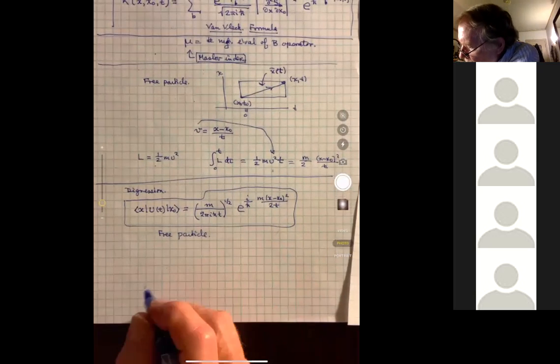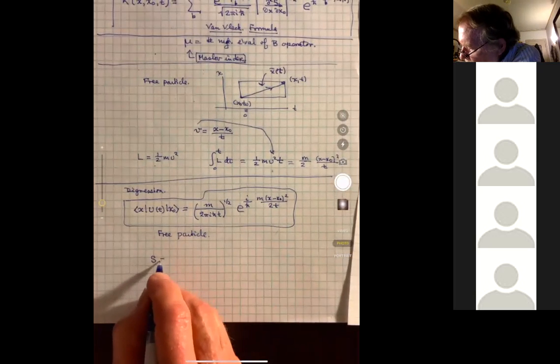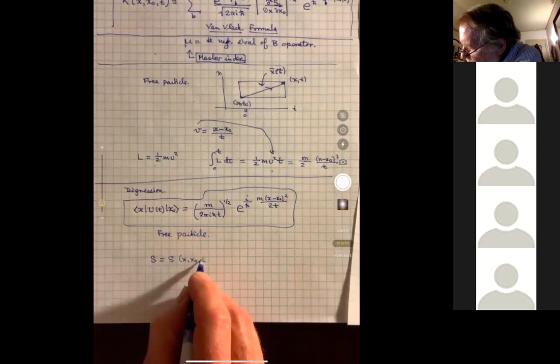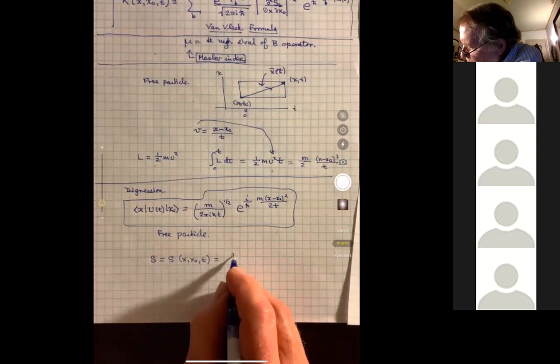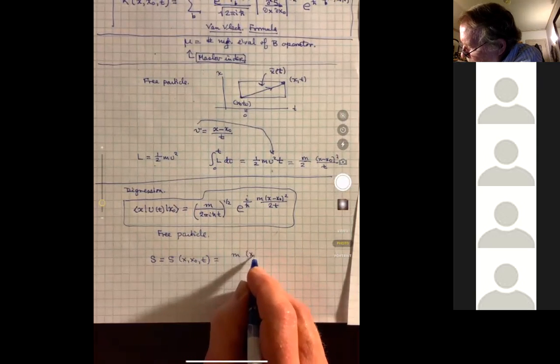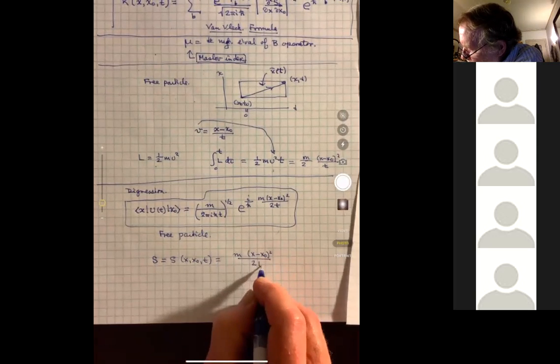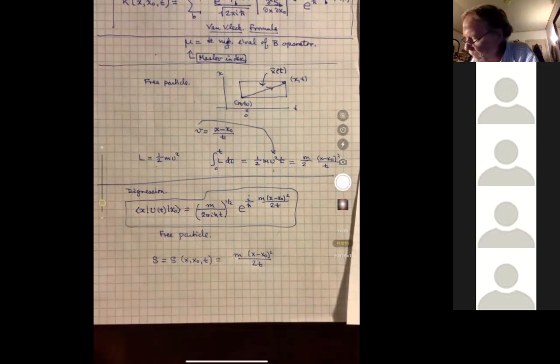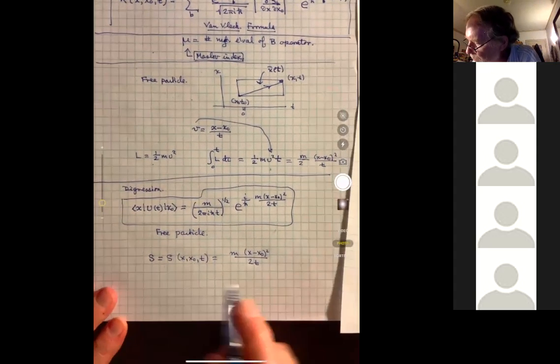Now, this means that Hamilton's principal function, which is a function of x, x0, and t, for the case of the free particle, is m times x minus x0 squared divided by 2t. All right, so this is Hamilton's principal function.